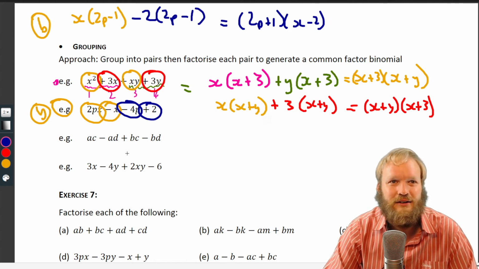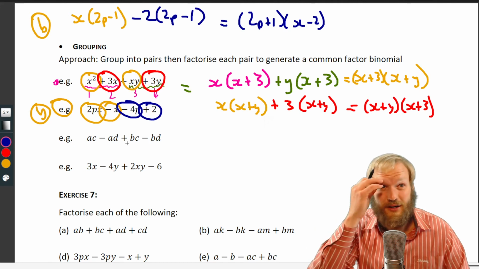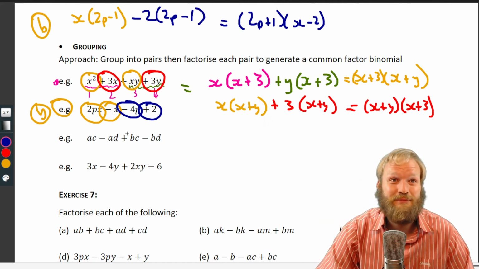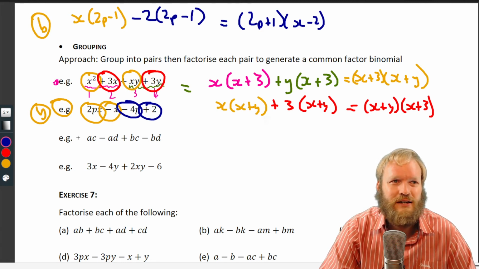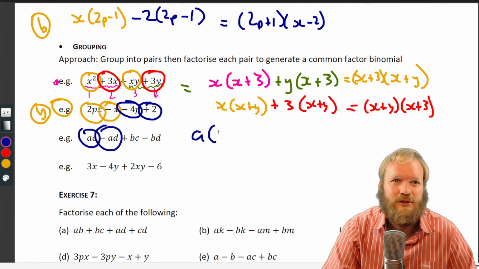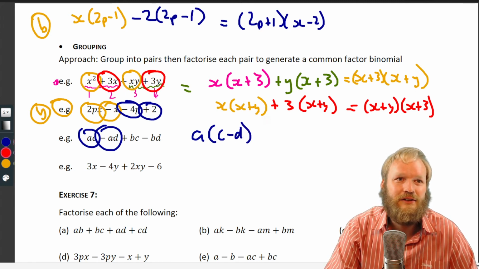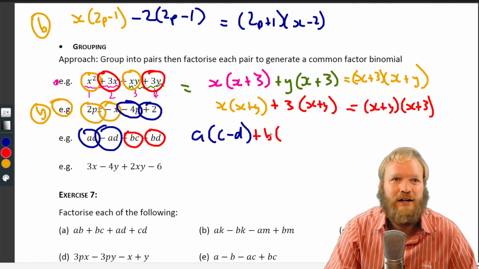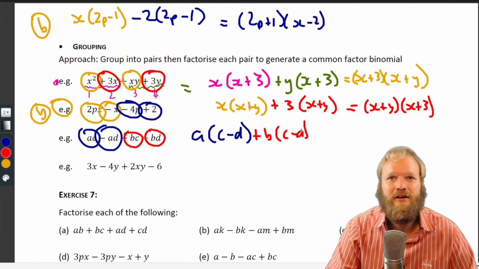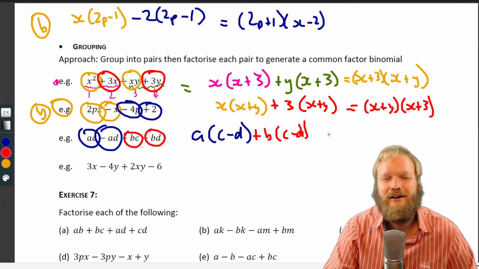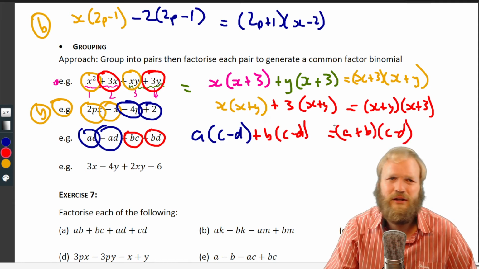Okay, AC, AD sounds like one of those bands. Plus BC minus BD. Again, up to you how you want to group this. Maybe you see that in this one and this one there's an A. So you take out A, and that was AC, I assume, and you're left with C minus D. And then in this one here, there's a B in those, so you take out a B and you're left with C minus D. Okay, these are all working out so nicely, aren't they? So A plus B, C minus D. Or the other way around.